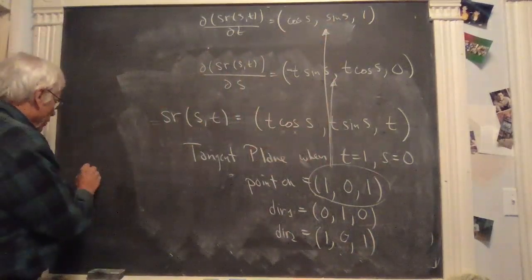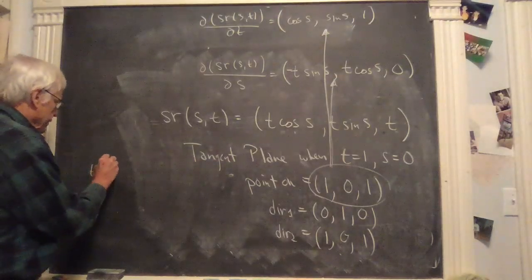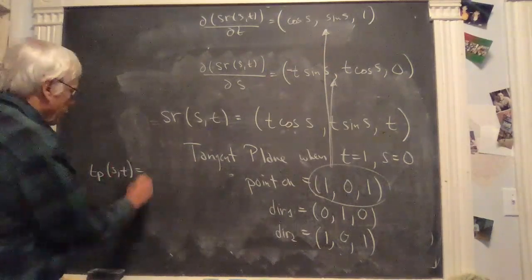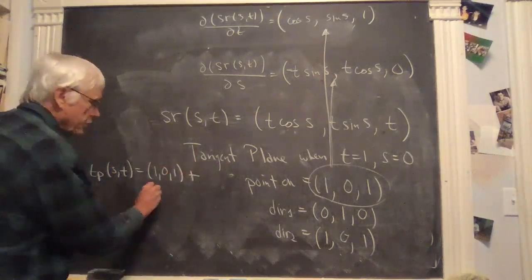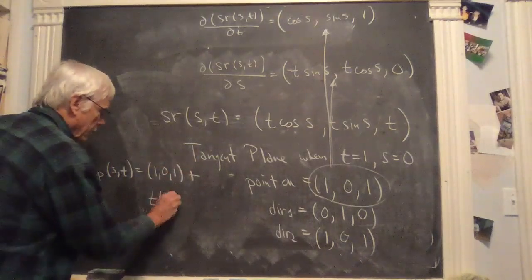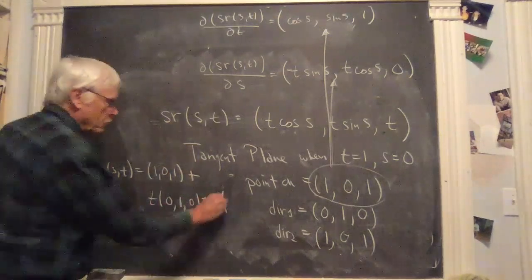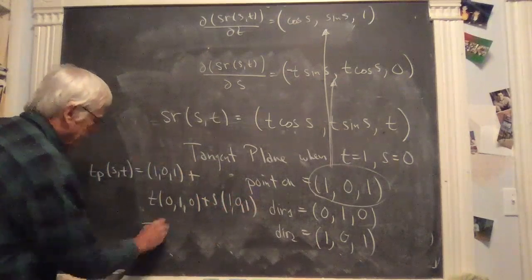So we can write the equation for the tangent plane, TP of S and T, is equal to the point on the surface, (1, 0, 1), plus t times the first direction, (0, 1, 0), plus s times the second direction, (1, 0, 1). And you can combine these.